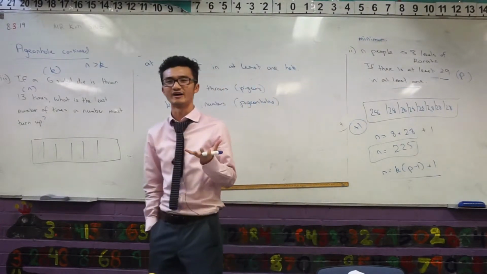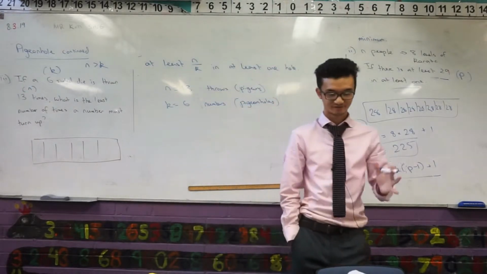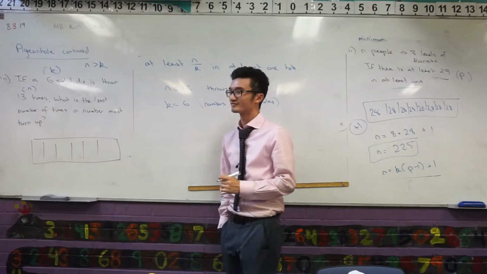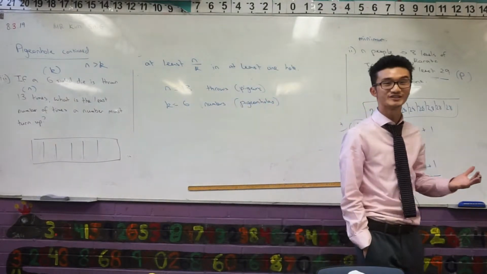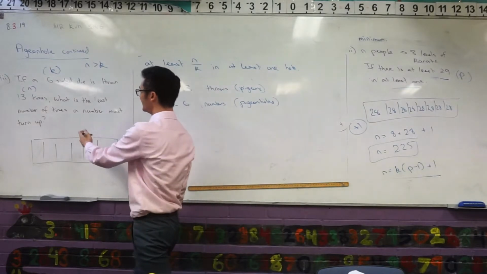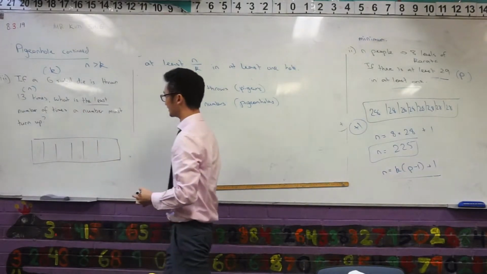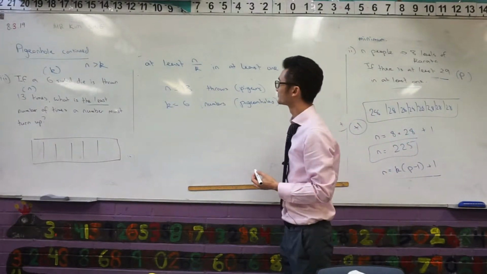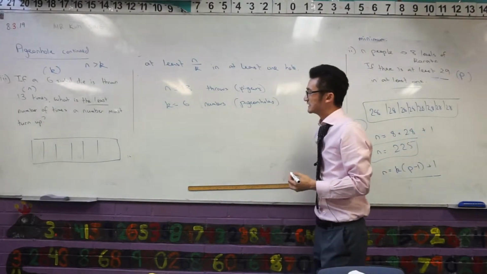Then how can I work that out formulaically? What can I do with this? I've identified the pigeons and pigeonholes. How can I work out how many is the least number of times a number must turn up? n minus 1 over k plus 1.